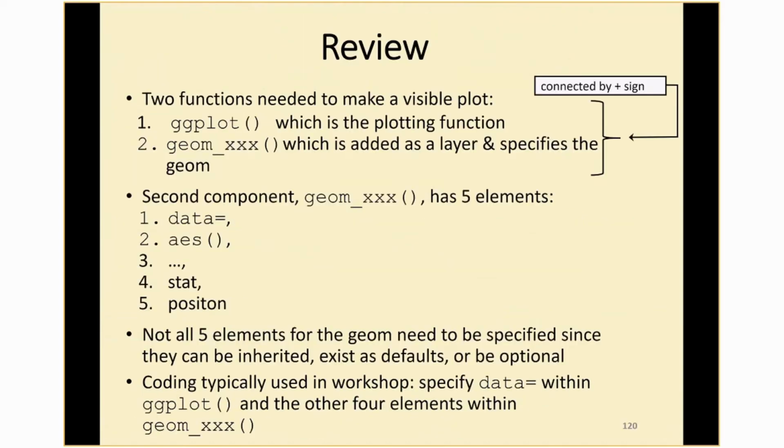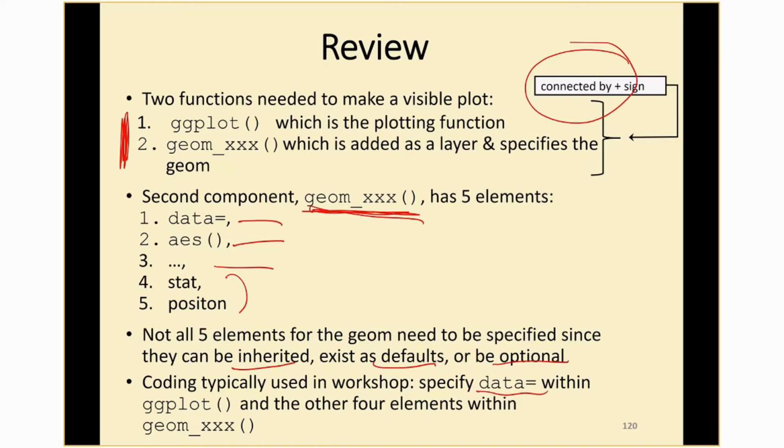So, just as a review, in order to make a plot, you need these two things. You need the plotting function, you need the geom, and they should be connected by a plus sign. And every geom has these 5 components: the data, the strange thing called aesthetic mapping, the options, the stat, and position, but they may not need to be specified necessarily because they can be inherited, exist as defaults, be optional. And typically what we do is we specify the data within the plotting function, and everything else goes within the geom.